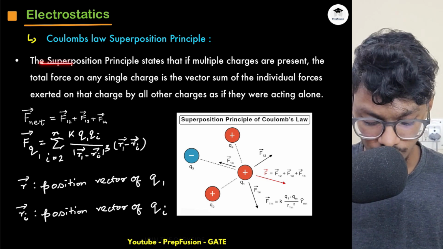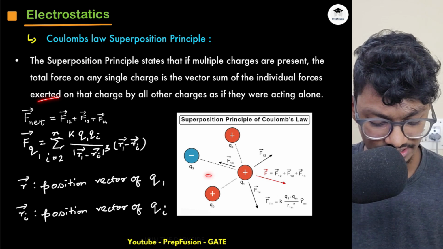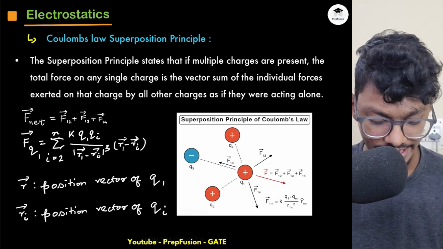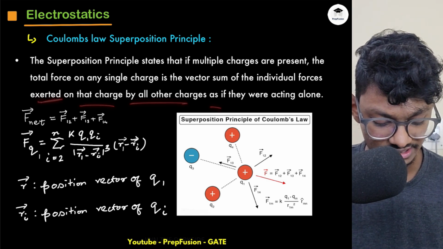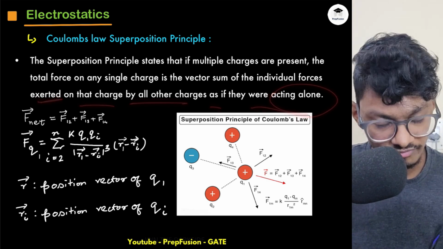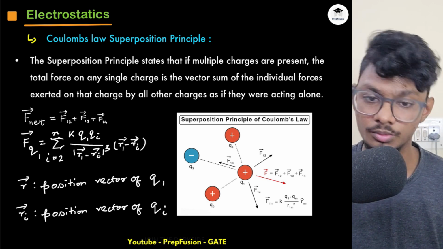The superposition principle states that if multiple charges are present, the total force on any single charge is the vector sum of the individual forces exerted on that charge by all other charges, as if they were acting alone. I have already explained previously that Coulomb's law follows the superposition principle.